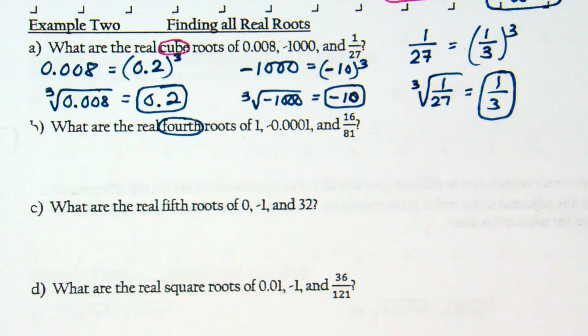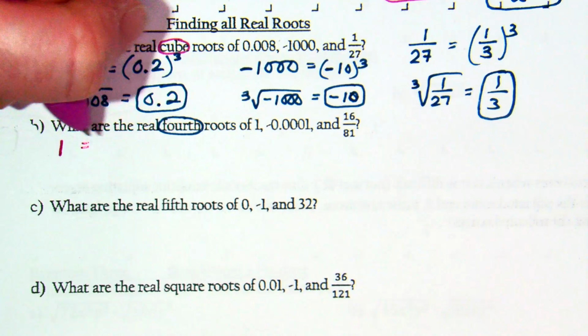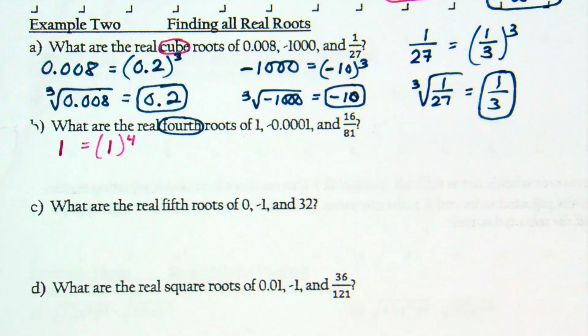What does it mean to do a fourth root? What number times itself 4 times? Now, the first problem is 1. What can you multiply by itself 4 times and get 1? 1. So what we are saying is that 1 times 1 times 1 times 1 is still 1. Are there any other options here?